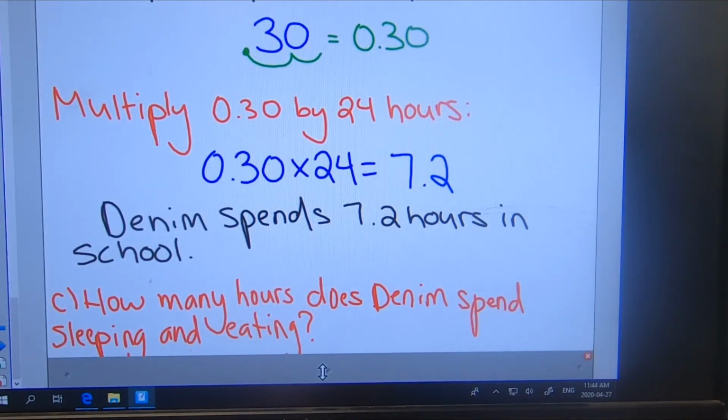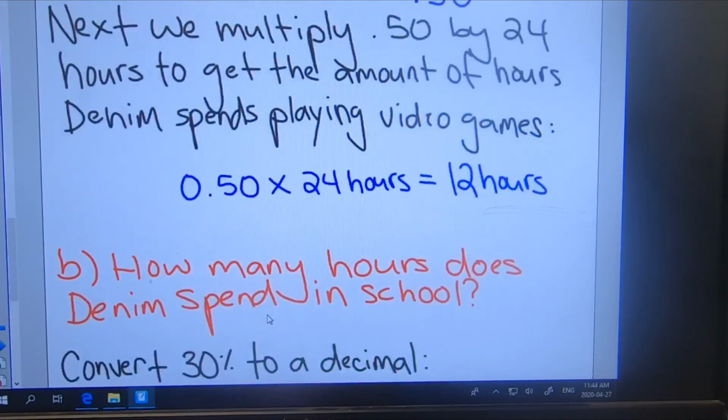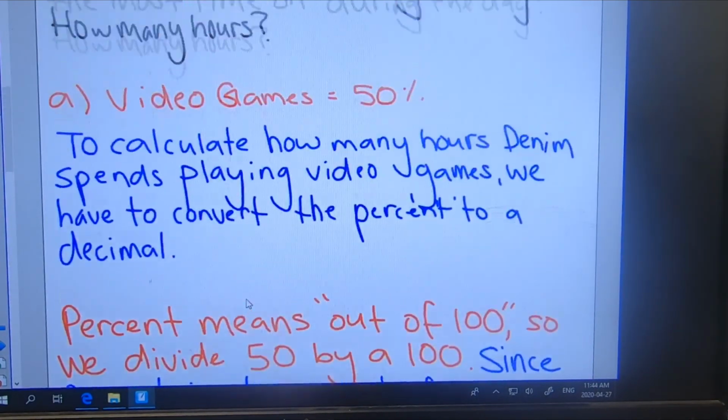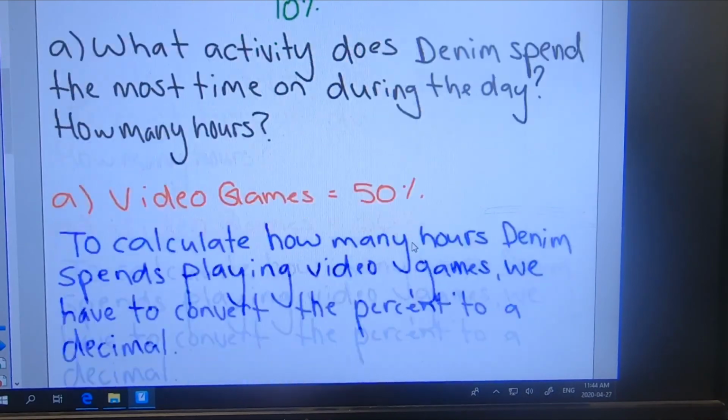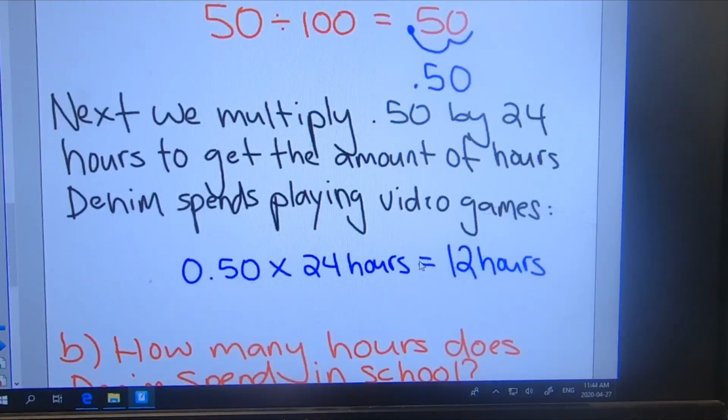Now, the last one is, how many hours does Denham spend sleeping and eating? Okay, well, let's go back to the top and figure that out. Well, he spends 10 hours sleeping and 10 hours eating. Now, because we're finding both of them, we can just combine these together. So 10% and 10% is 20%. So we just need to figure out the 20%.